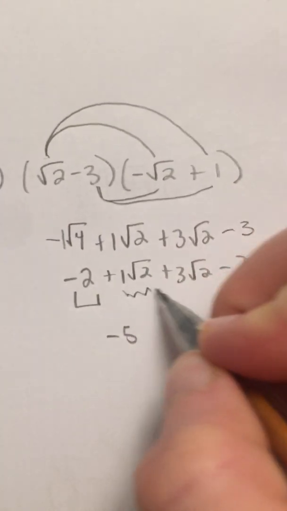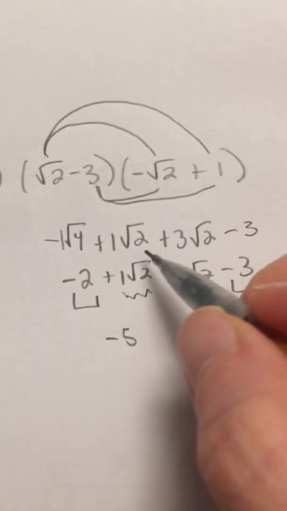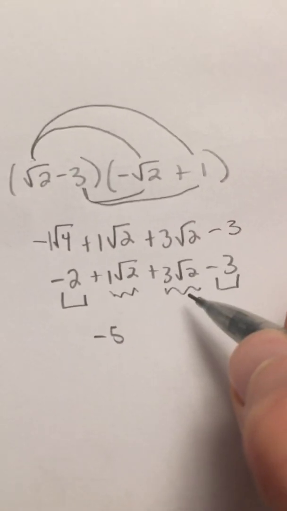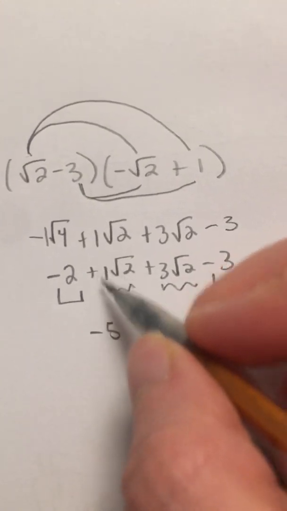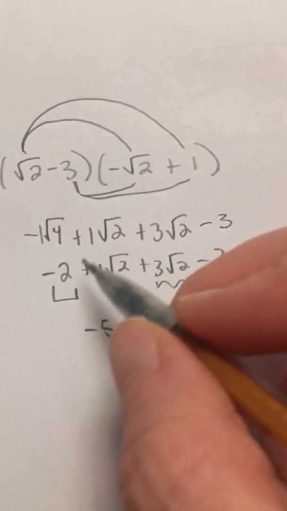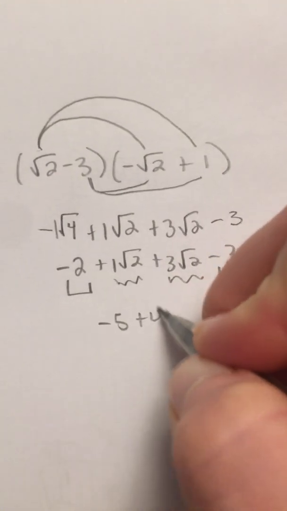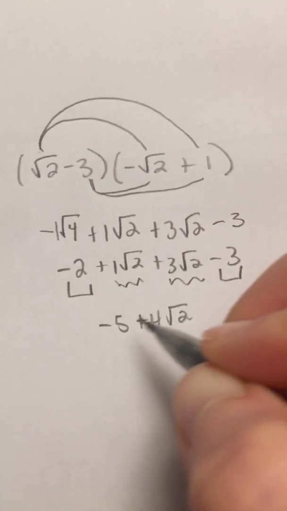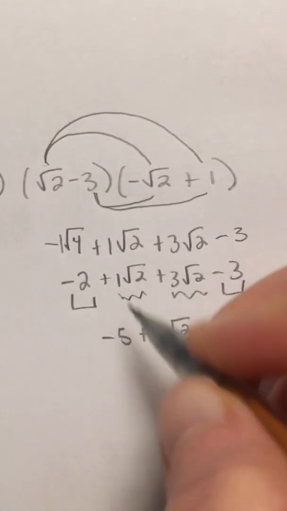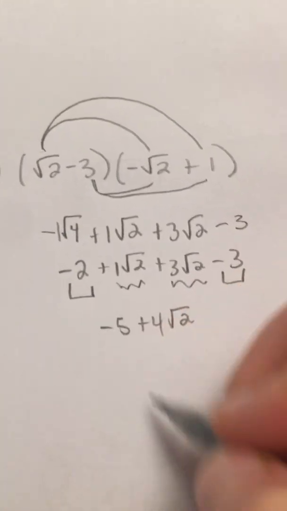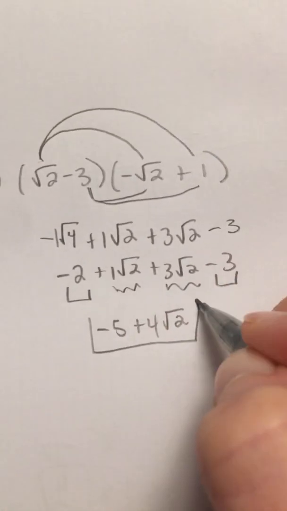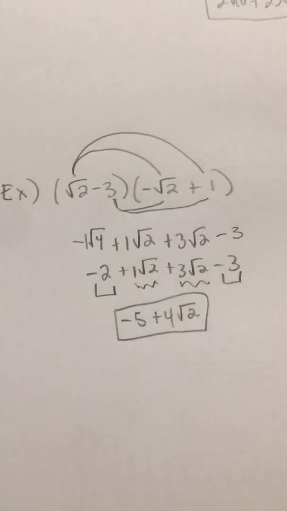I also can see that these are like because they both have a root 2. We keep the root 2 part and we look at the numbers in front. Same signs, add and keep, you get 4 root 2. Now you can't put these together because this does not have that root 2. They're not like. Final answer will stay like that.